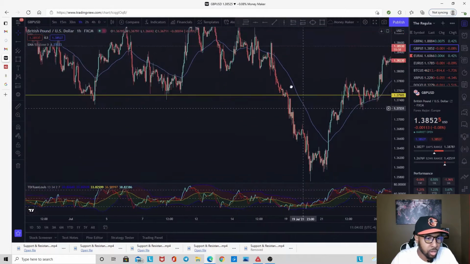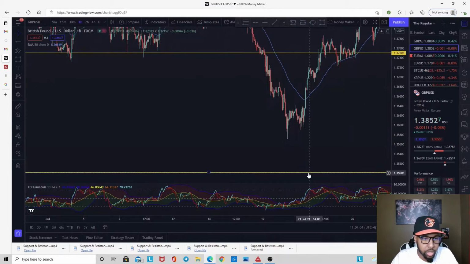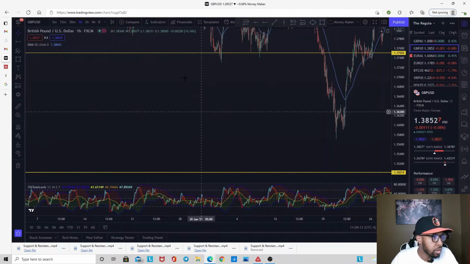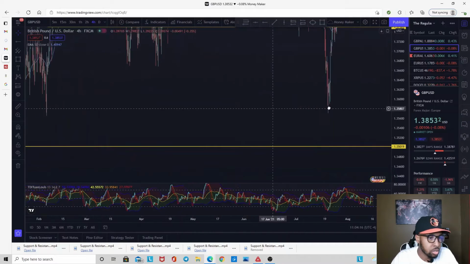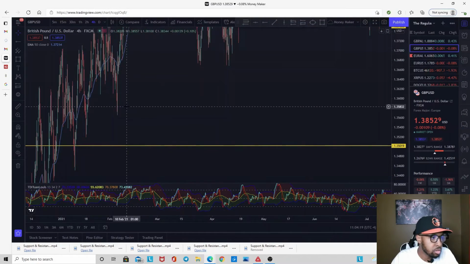When it broke, what level did it break to? It didn't break all the way down here. It broke to, I bet you, another major support resistance level. If I look left, I'm going to go to the 4-hour time frame. Boom, right here.